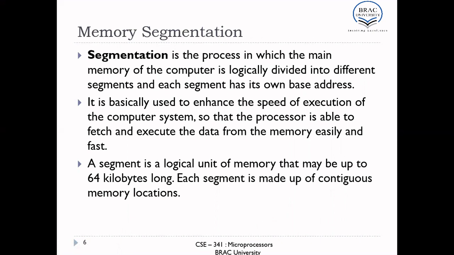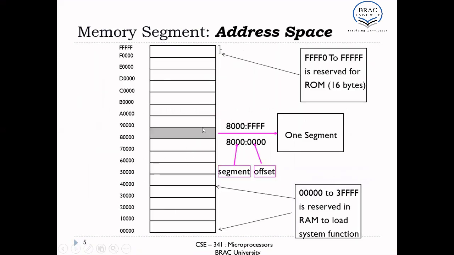So what is segmentation? Why have we divided a full memory space into different segments? Segmentation is the process in which the main memory of the computer is logically divided into different segments, and each segment has its own base address. This is the memory of the 8086 processor, and the whole memory is divided into 16 segments, and each of the 16 segments has its own starting address.